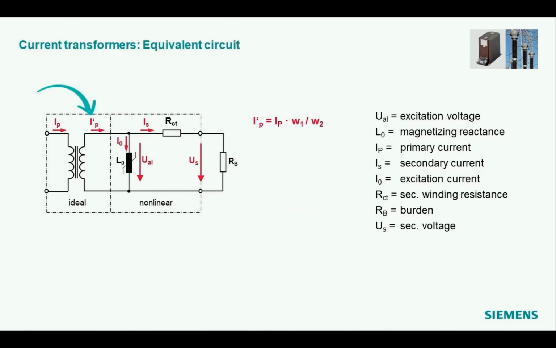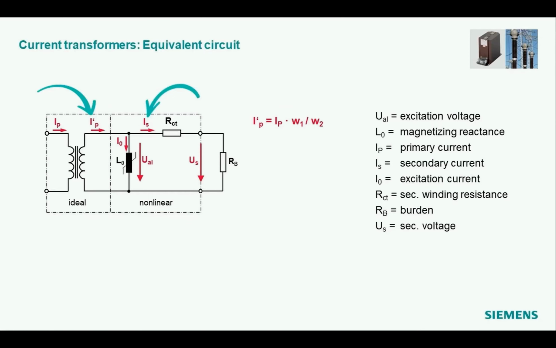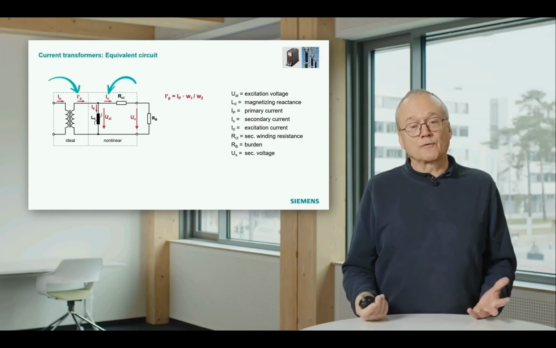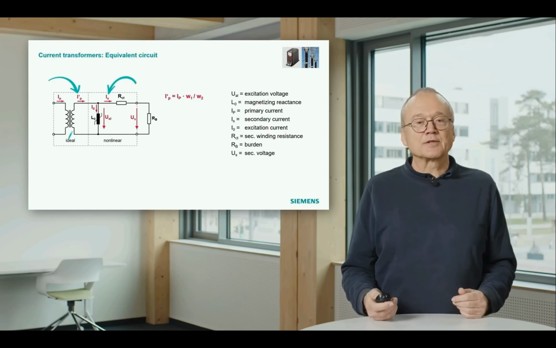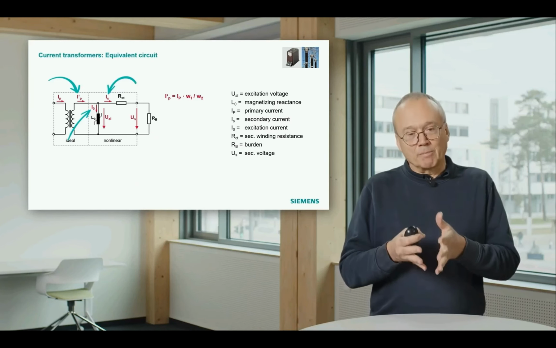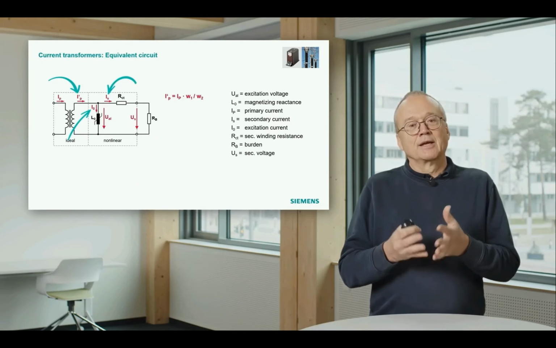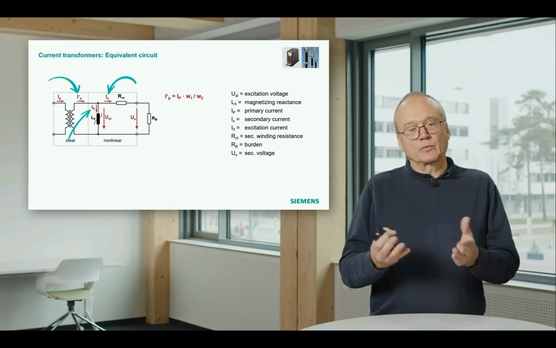So now, how do these additional components contribute to the whole topic? The current we want to measure is this one. That is really the transformed current. The current our protection relay sees is this one. That is the current which flows out of the current transformer and is measured by the relay. And what is the difference? The difference is the current which flows into our magnetizing reactance. That means the more current our magnetizing reactance has, the bigger the difference is between the current we want to measure and the current we really measure.